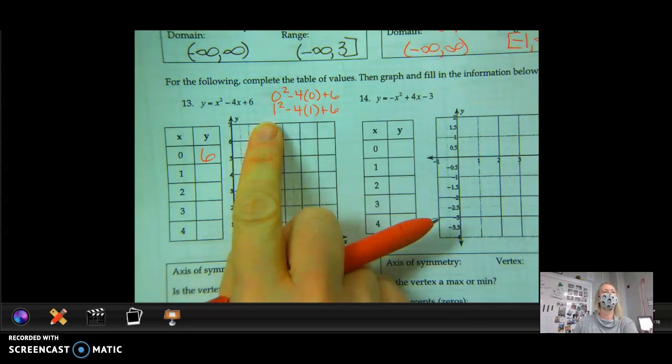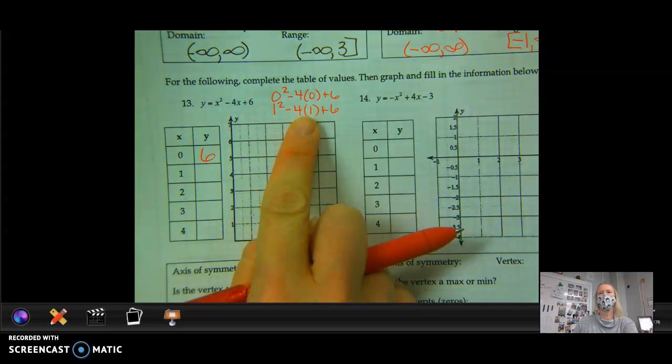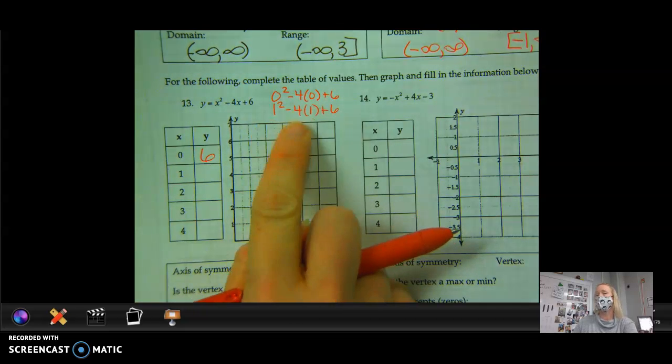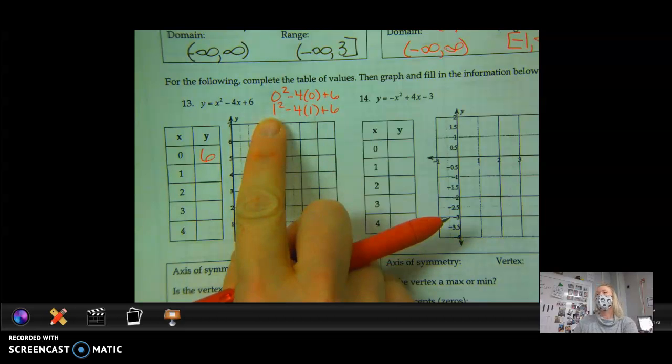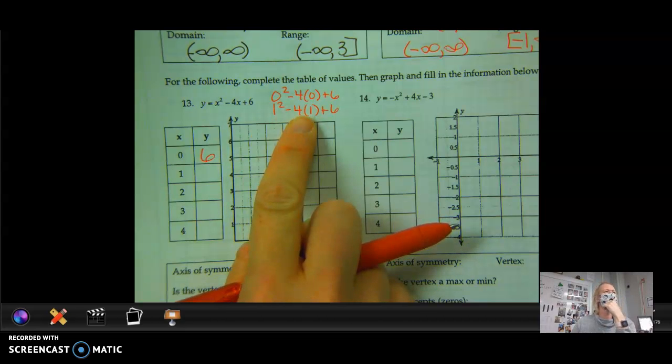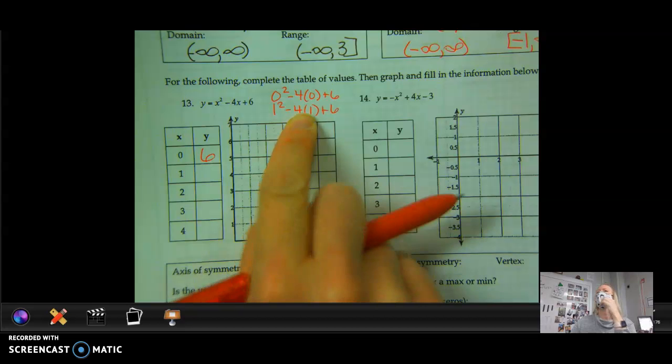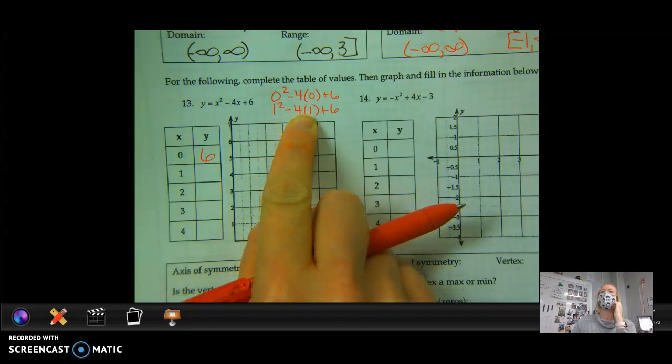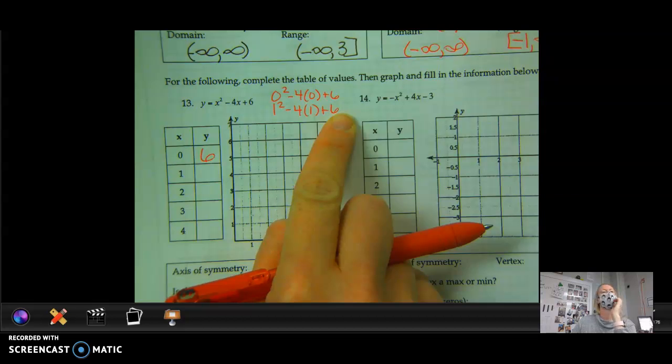What's 1 squared? What's 1 times 1? 1. What's 4 times 1? Yep. So I'm going to do 1 minus 4. What's 1 minus 4? Negative what? 3. What's negative 3 plus 6? How much? 3.